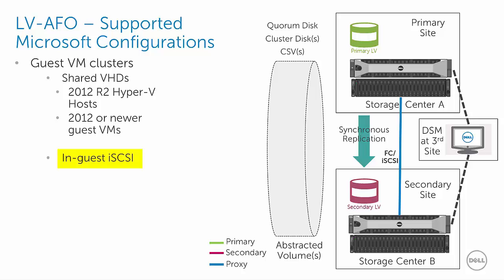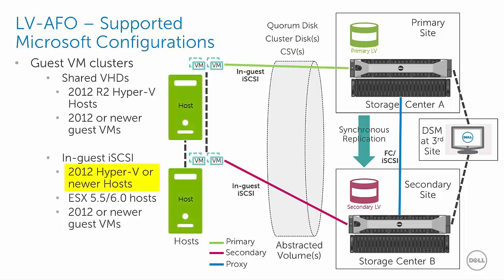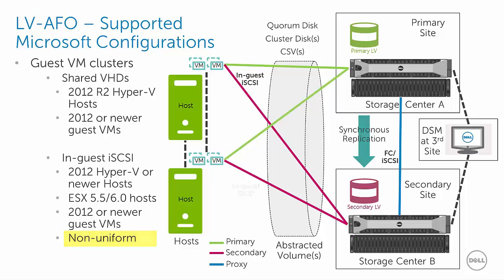guest VM clusters that use in-guest iSCSI for cluster disks. The host servers must be running Server 2012 or newer. VMware 5.5 or 6.0 hosts are also supported. Guest VMs must be running Server 2012 or newer. Similar to physical clusters, guest VM clusters using in-guest iSCSI volumes also support non-uniform and uniform volume mappings.